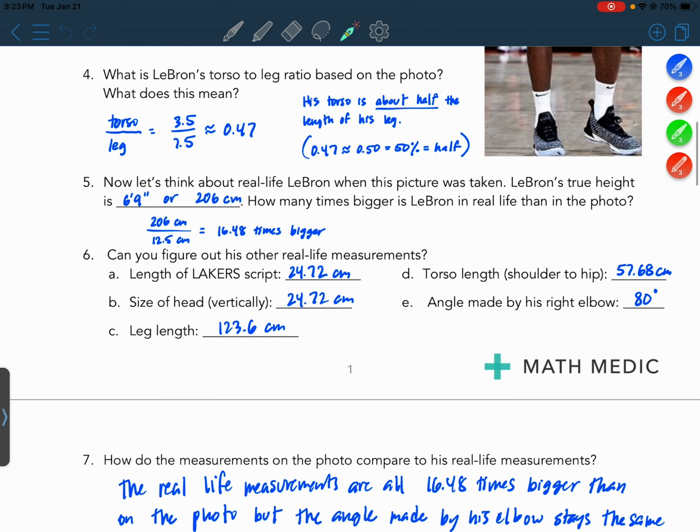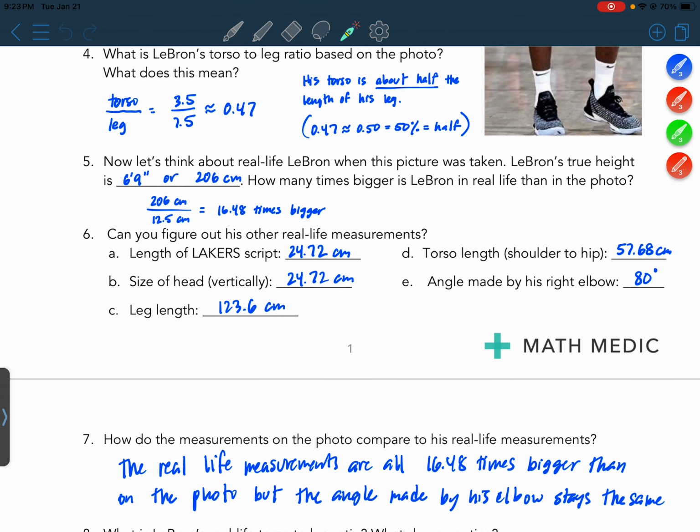All right, question number 5. Let's think about real life LeBron. So when this photo was taken, he was 6 feet 9 inches tall, or because we took all our other measurements in centimeters, that would be equivalent to 206 centimeters. Let's figure out how many times bigger real LeBron is versus photo LeBron.